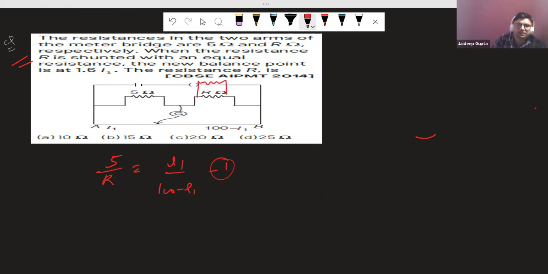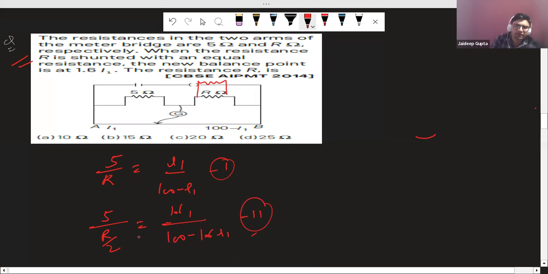now we have to calculate the equivalent resistance. Both are in parallel, so R over 2. The new balance point is again 5, R over 2. The new balance point is 1.6. I think 1.6, am I correct? Yes, sir. 1.6 over 100 minus 1.6 L1. These are the two equations. Fine. And you have to solve them. You'll get the value of R. There are two equations, two variables. Solve them, you'll get the answer.